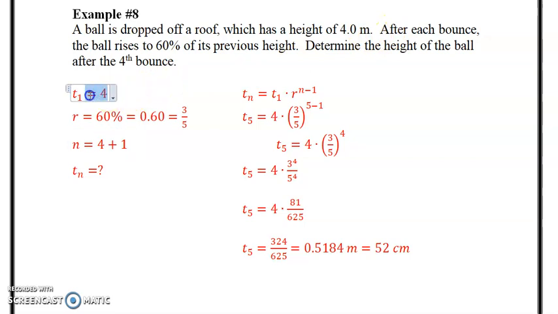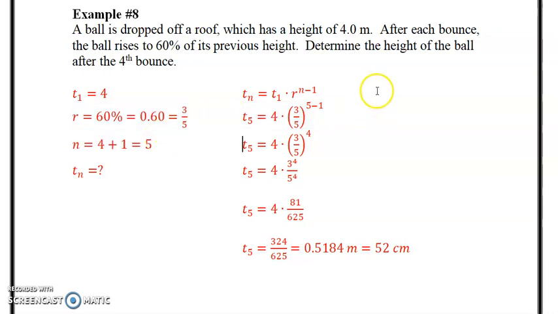is the T1, but that's after 0 bounces. So if the height is 4 after 0 bounces, and we're looking for the height after the 4th bounce, we need n to equal 5. So it looks like this. The 5th term will be after the 4th bounce, and I'll show you that when we do this on the board in class. But it makes sense.